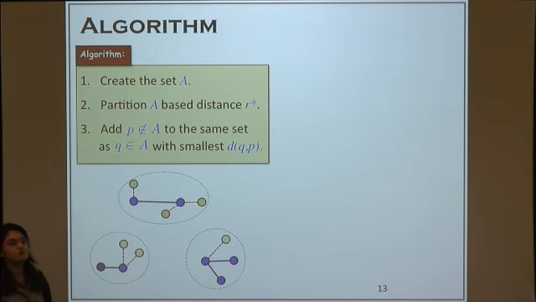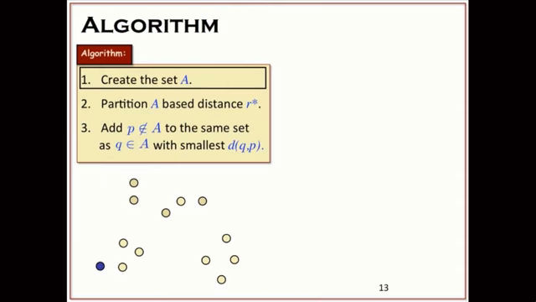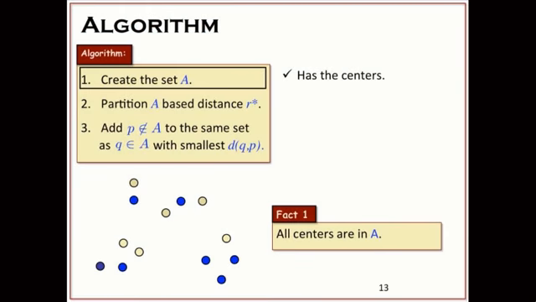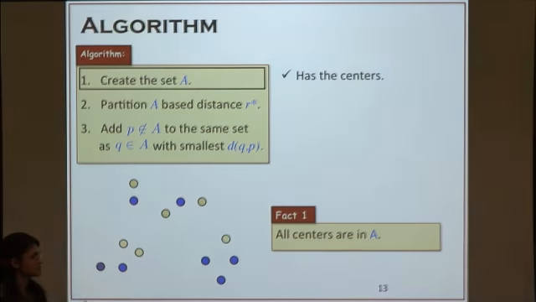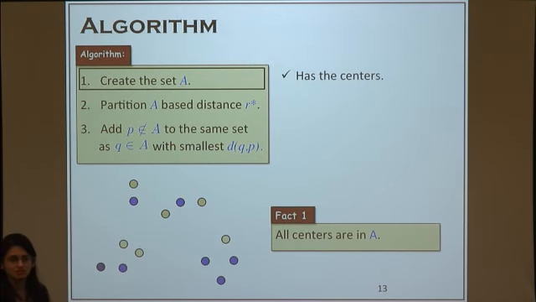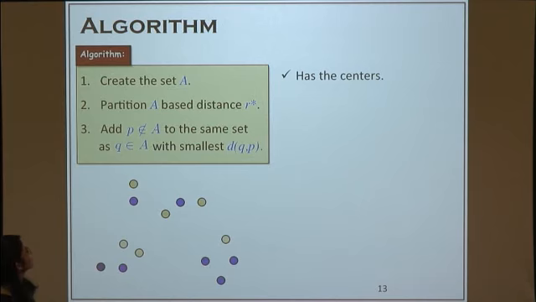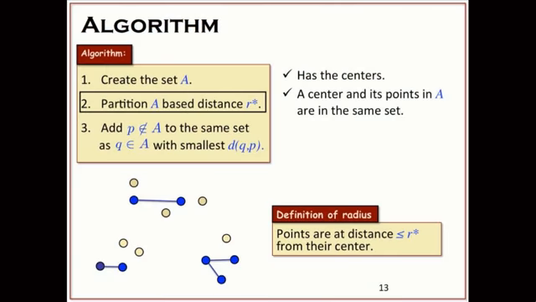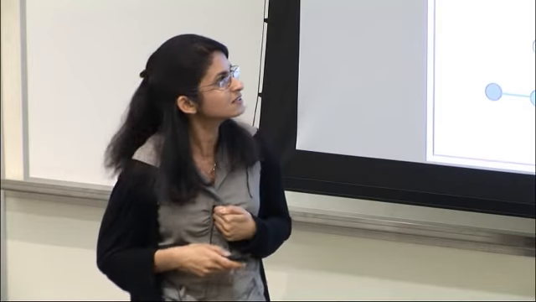I'm going to give you a one-minute proof version of this by going through the algorithm one more time. We are going to create set A again. At this point, what do we know? A has all the centers, and that was by fact 1. So if fact 1 was correct, then A has all of the centers. Then we're going to partition set A based on r star. So at this point, we know a couple more properties.